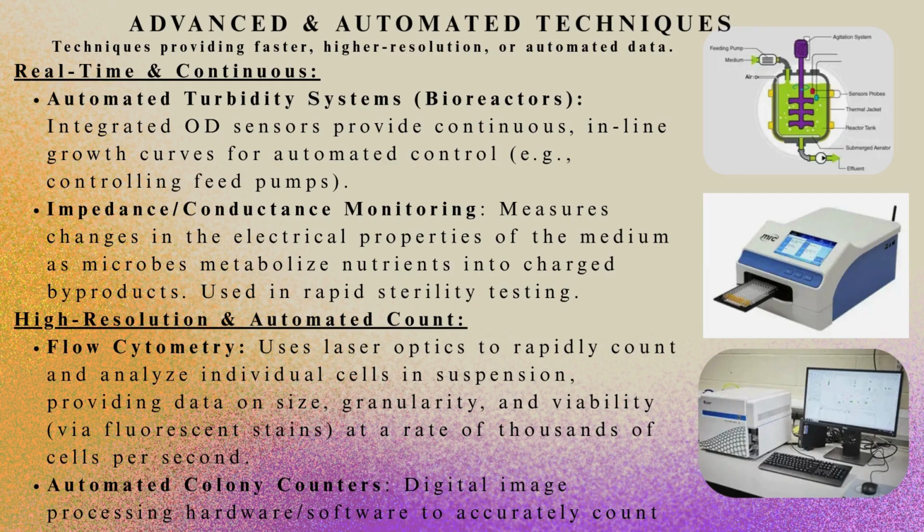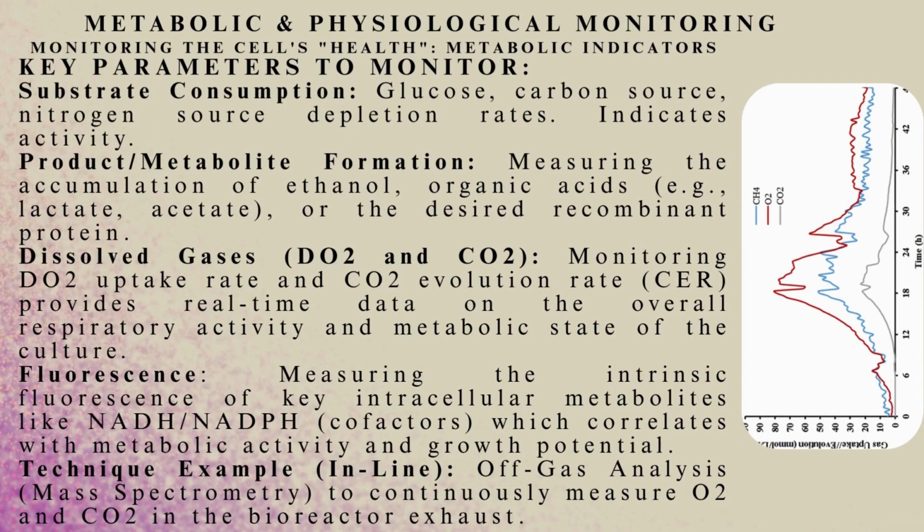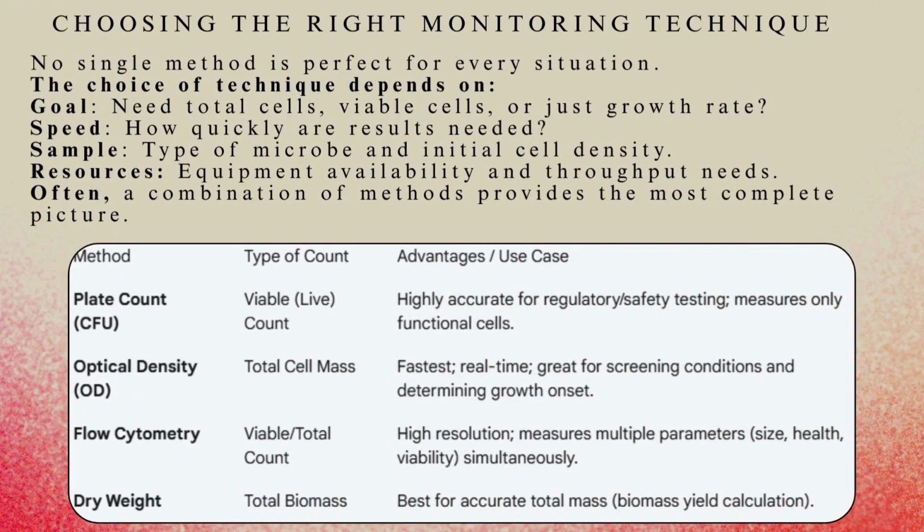Beyond just counting cells, we can monitor a cell's health by looking at its metabolic indicators. We can track substrate consumption to see if the cells are actively using their food source, or measure the formation of products like ethanol or desired protein. Monitoring dissolved gases such as oxygen and carbon dioxide gives us real-time data on the culture's overall respiratory activity and metabolic state. It's important to remember that no single method is perfect for every situation.